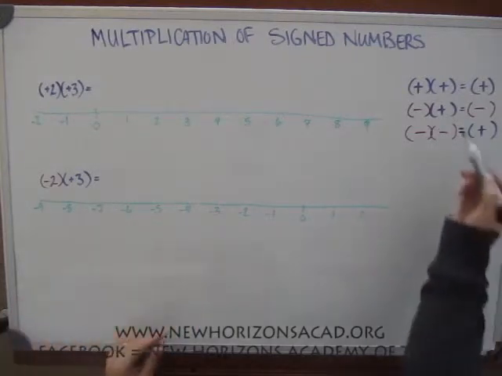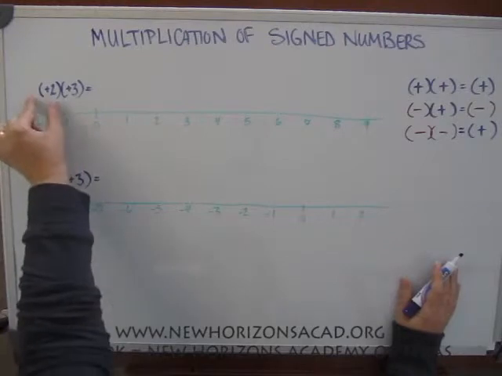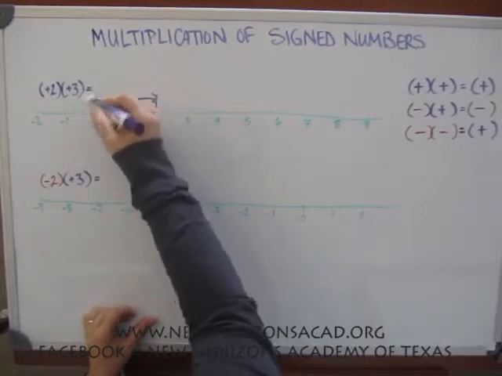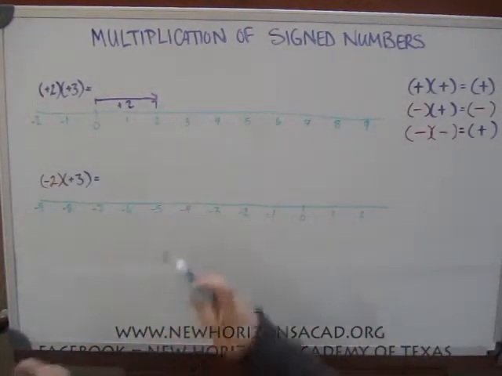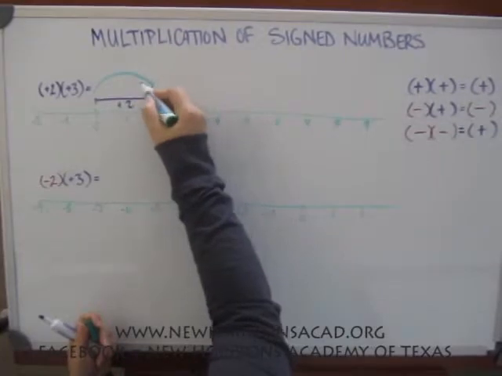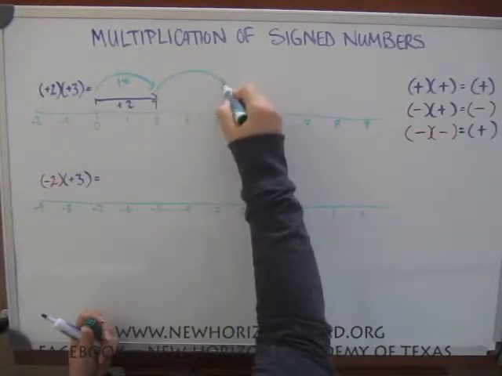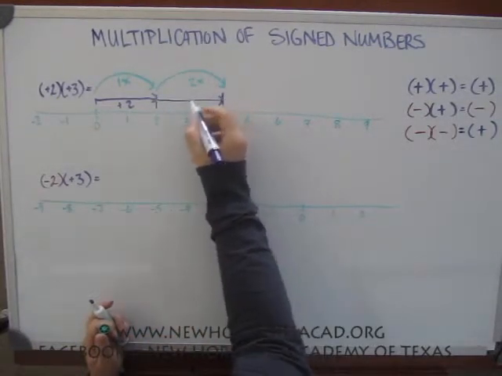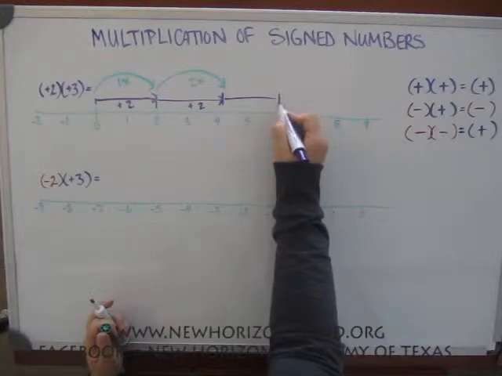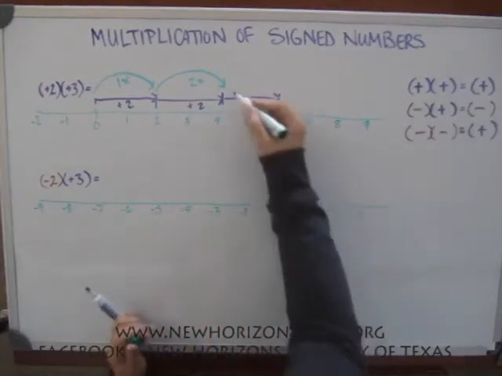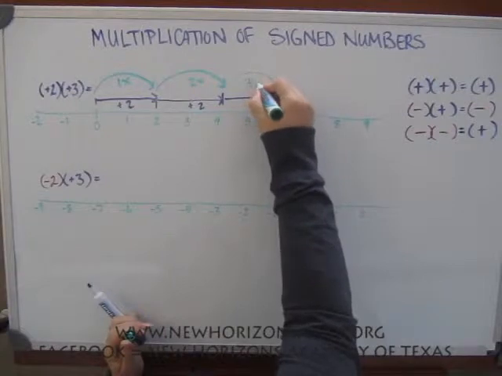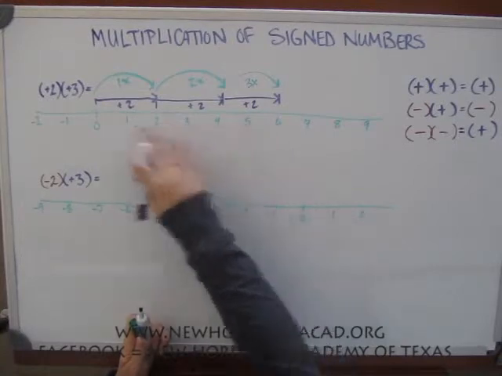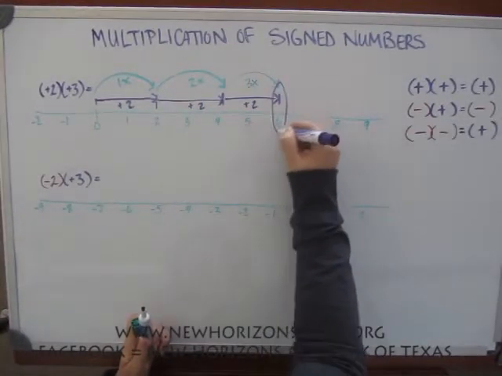So, positive times a positive is a positive. That's the easy one. You have positive 2, and you get it twice. I'm going to show the action of having it once, 2 times, and 3 times. So this would be my way of showing getting positive 2 3 times. You end up with 6.